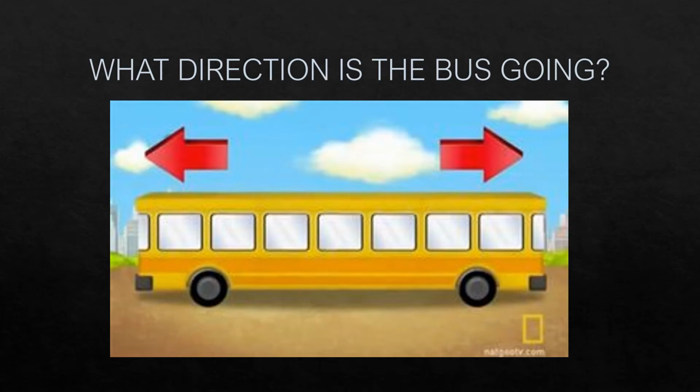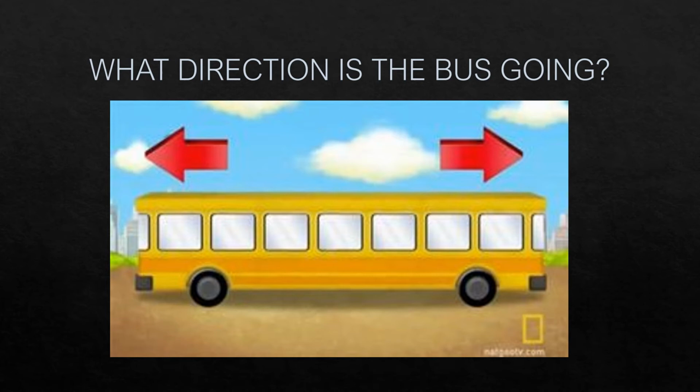Another activity, very interesting, in particular for primary students, we talk about grade 4, grade 5 students. You can project this bus on the board and just ask the students, what direction is the bus going? Right? Left? And then tell them to explain why. Why is it going this way? Why is it going the other way?